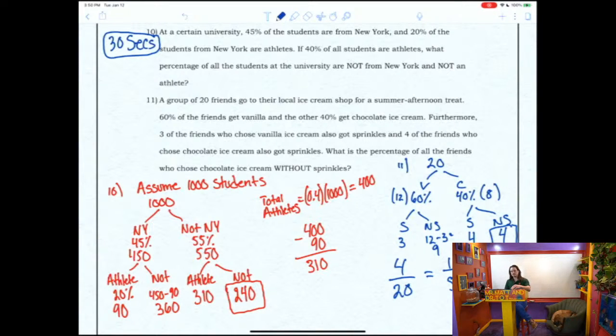Okay, so for number 10, at a certain university, 45% of the students are from New York, and 20% of the students from New York are athletes. If 40% of all students are athletes, what percentage of all the students at the university are not from New York and not an athlete?